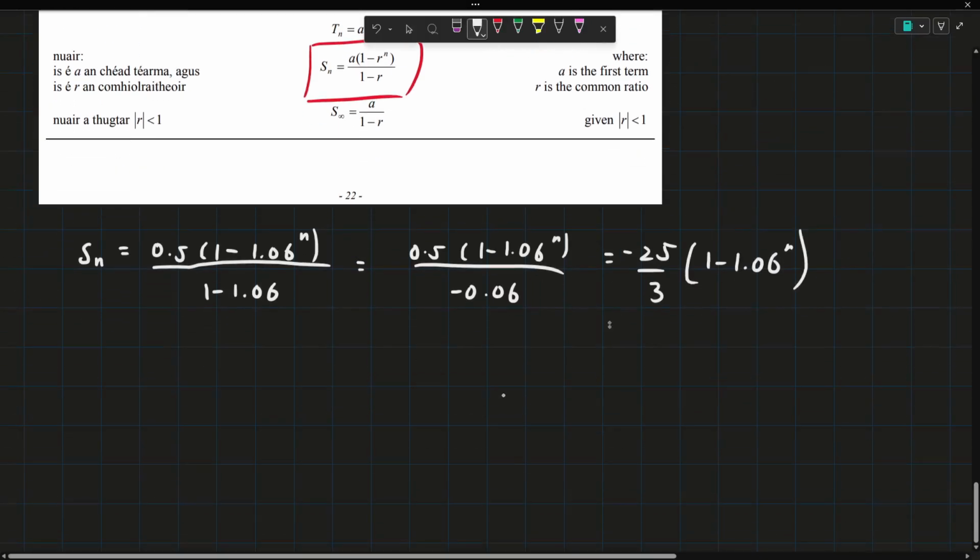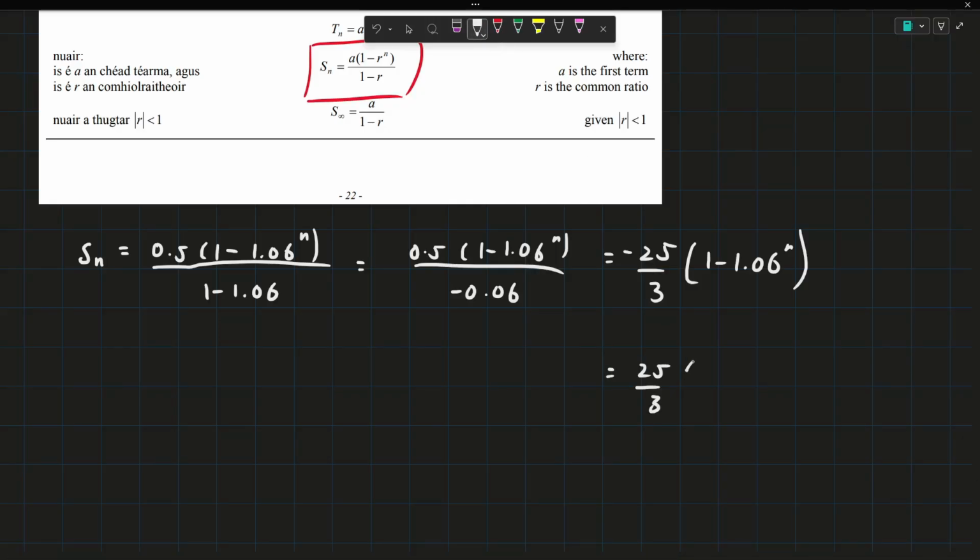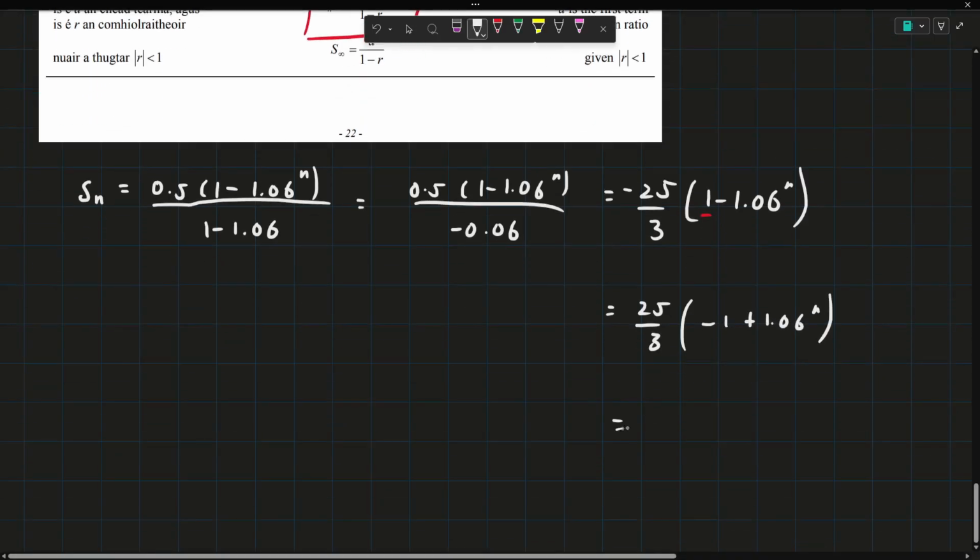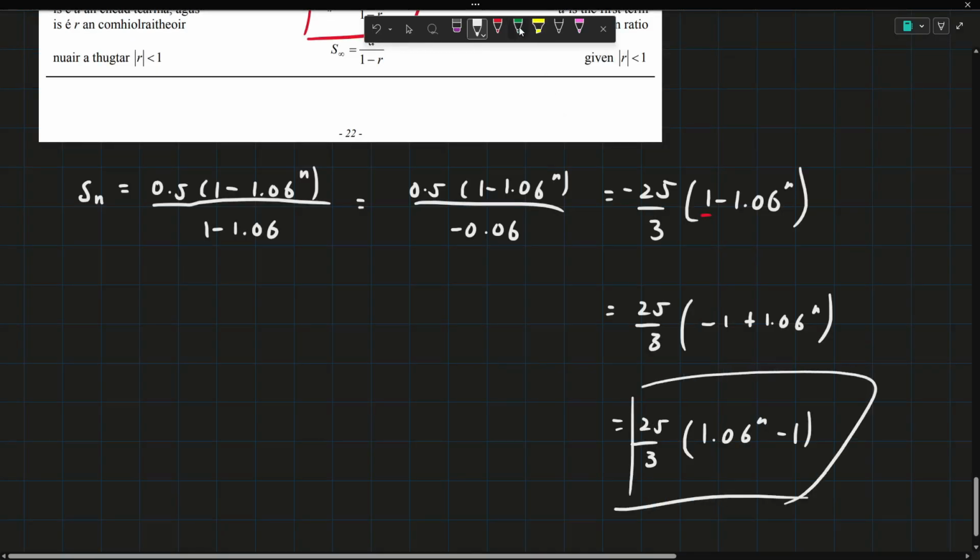That is the correct answer, but if you want to make it look a little nicer, we can bring the minus inside of the bracket, and we can say positive 25 over 3, and then just flip the signs on the inside. So if we multiply the minus by the 1, we're going to get minus 1, and we'll have plus 1.06 to the power of n. So a nicer way to write it is 25 over 3 times 1.06 to the n minus 1. But again, if you wrote it as this here, that's perfectly fine and valid.